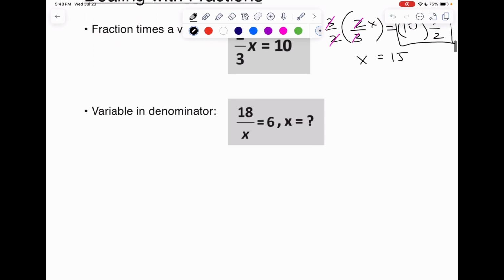Now, if there's a variable in the denominator, you can still clear the denominator by multiplying both sides by x. The x's will cancel out here. You'll get 18 equals 6x, and then divide both sides by 6 and get that x equals 3.